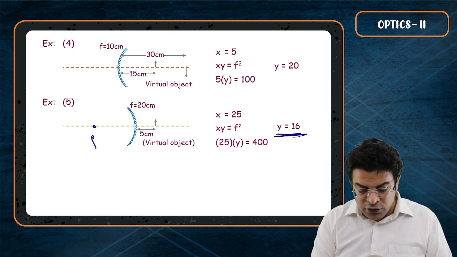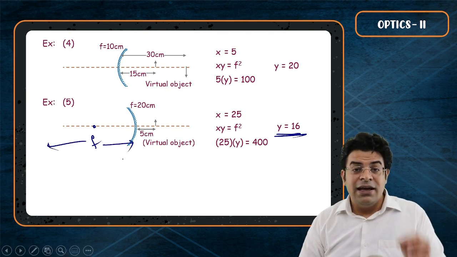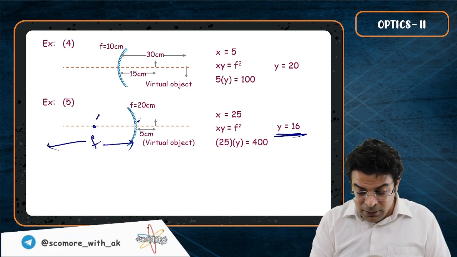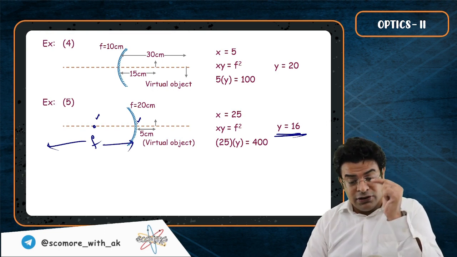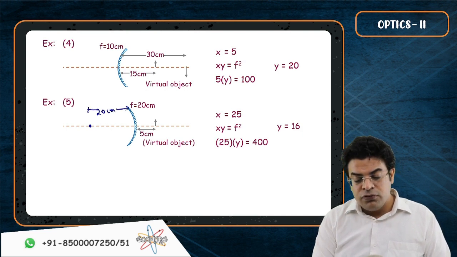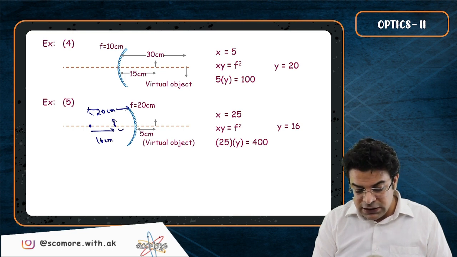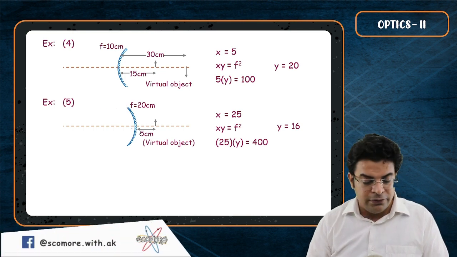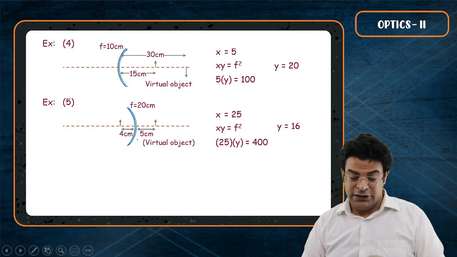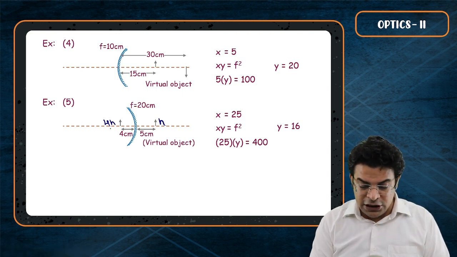Now from the focus, I should move 16 this way or 16 this way. Sir, it will form the image between the focus and the pole. So you should go 16 centimeter this way. And the focal length itself is 20 centimeter. We have to move 16 centimeter towards the pole. So once you move 16 centimeter towards the pole, the distance from the pole will be left to 4 centimeter. So the image will be formed at a distance of 4 centimeter. And again I can say, if the height of object is h, the height of this image will be 4h by 5.